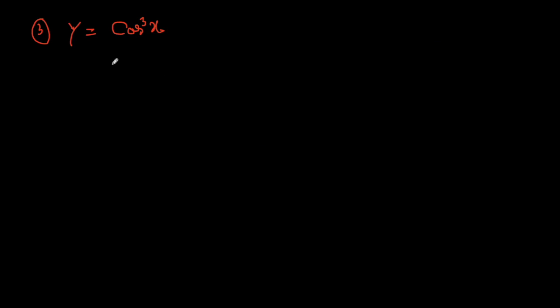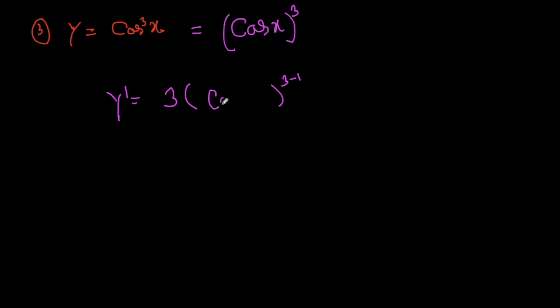y is equal to cos cube x. Now I can write this as (cos x) to the power 3, and you can see that the question became bracket to the power 3. We know that differentiation of bracket to the power 3 is 3 bracket, and the power gets reduced by 1, so 3 minus 1, and inside the bracket nothing changes.